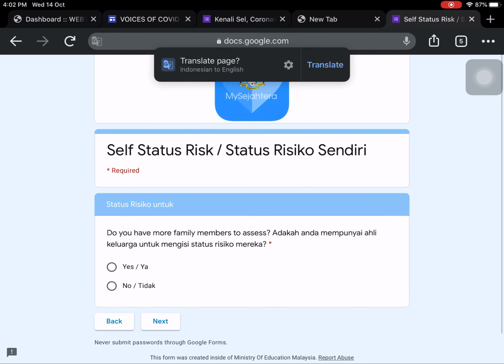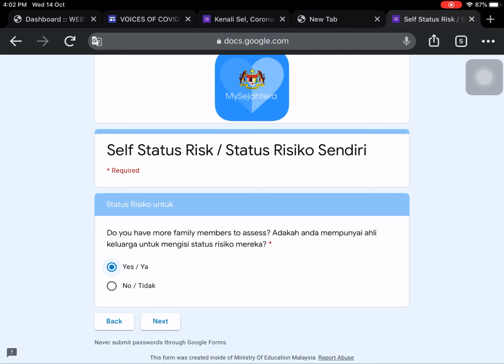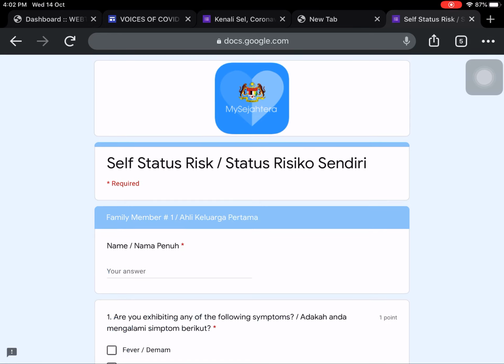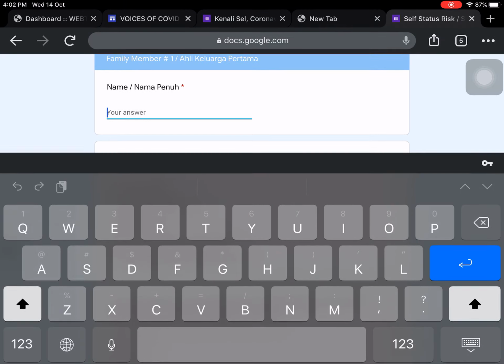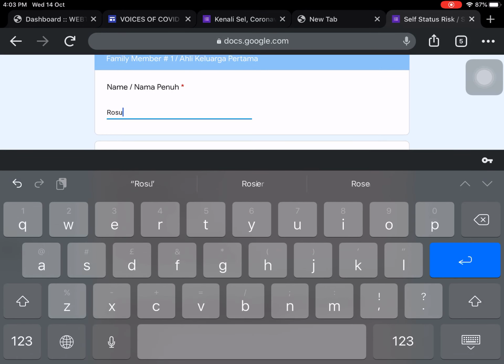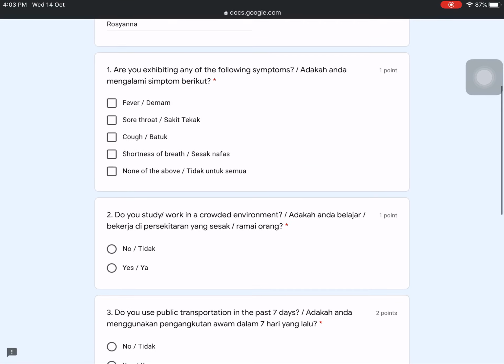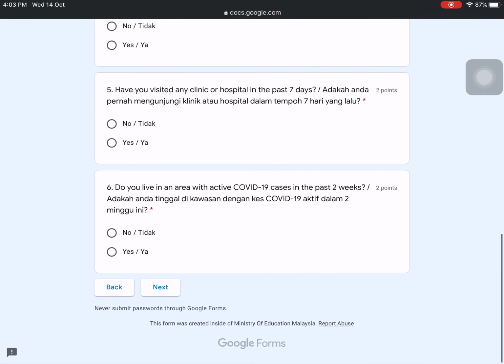Okay, so you're done with assessing yourself or your self-risk. You can add more if you want to assess your family member. For example, I say yes, maybe I want to assess my mother, so I'll put my mom's name here. Okay, Rosie, that's my mom's name. Then basically the same questions, you assess her, and then you click next.